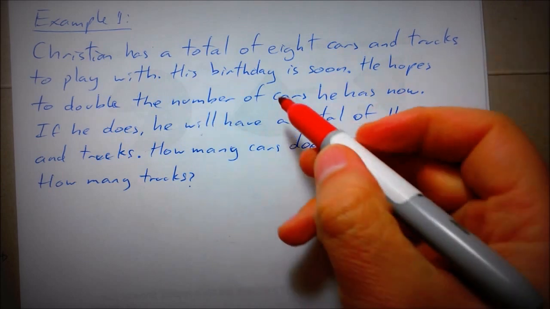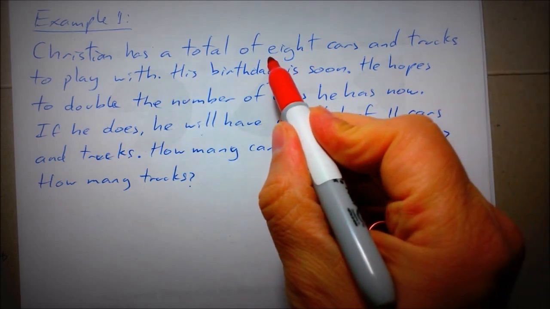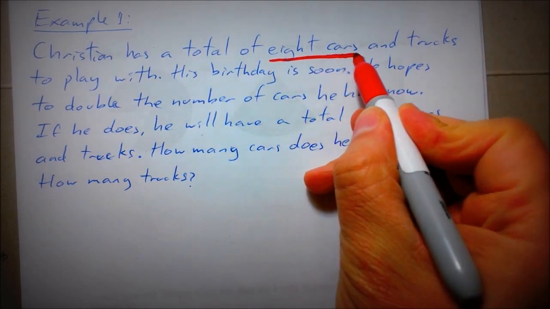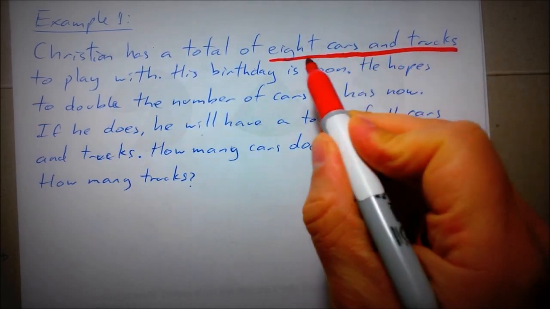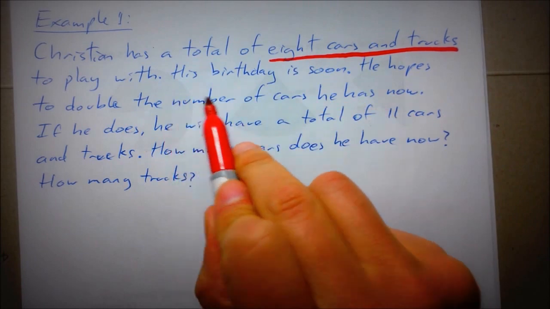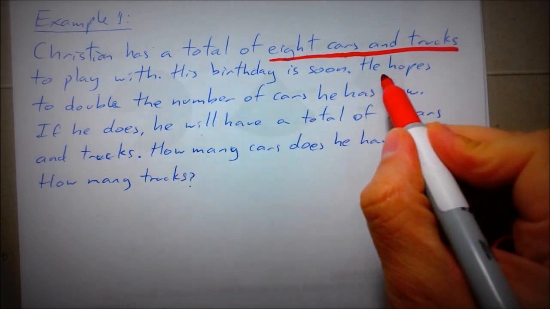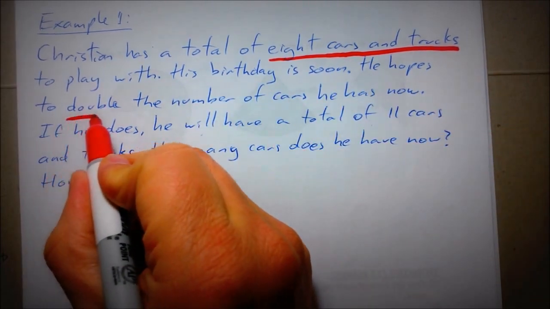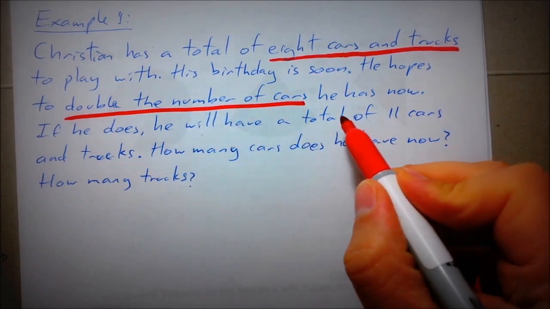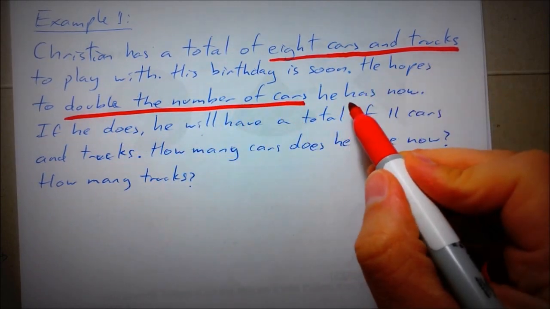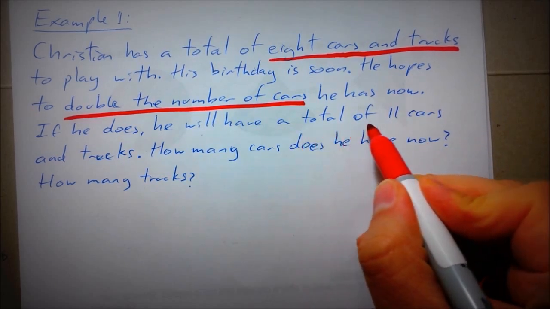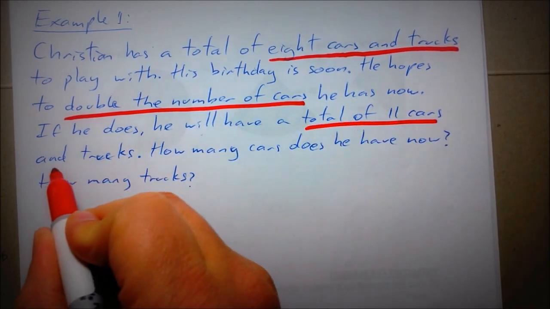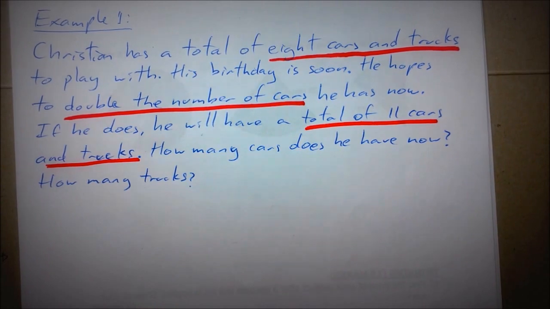So 8 cars. Okay, let's underline this. He originally has 8 cars and trucks. We don't know how many of each, either cars or trucks, he has, but he has a total of 8. And for his birthday, as it says here, he hopes to double the number of cars. The trucks will remain the same, and at the end he will have a total of 11 cars and trucks. Okay, so these are important things.